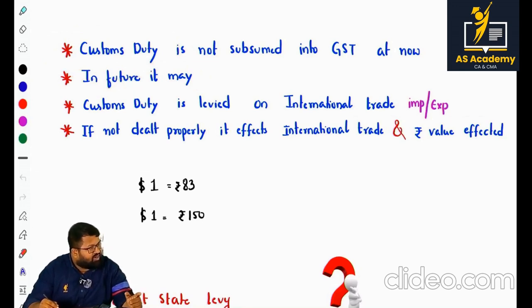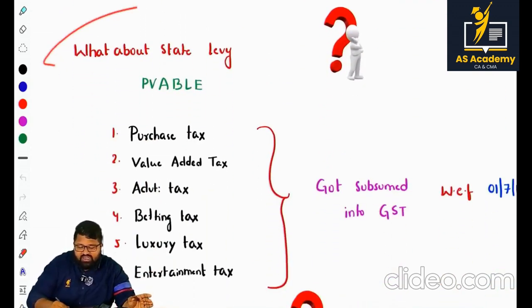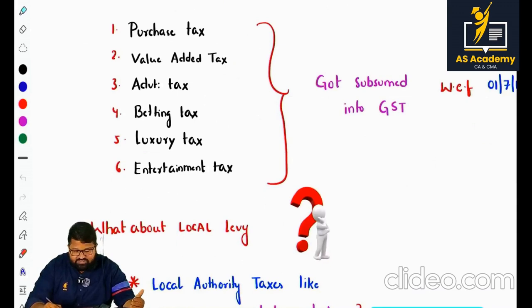International trade will be getting affected, so because of that they are not interfering at all as of now. Okay, and what are the state levies which are no more? P payable means, what does the P stand for? Purchase, value added, advertisement, betting, luxury, entertainment tax. They are no more present; they are subsumed into GST.